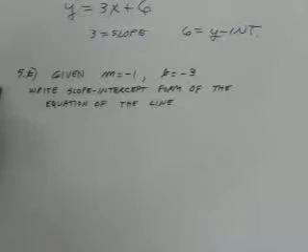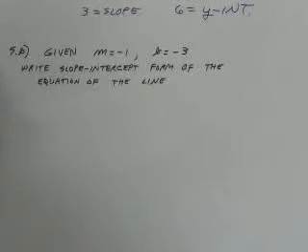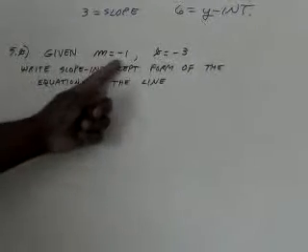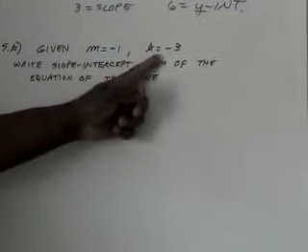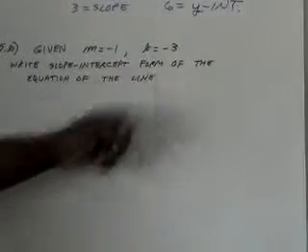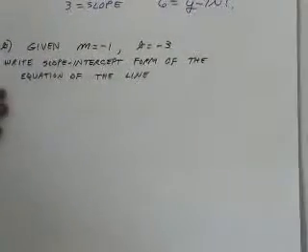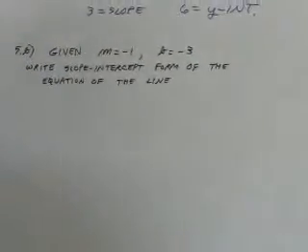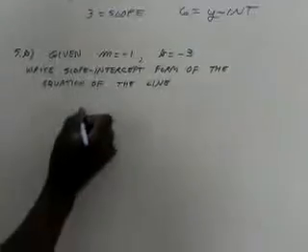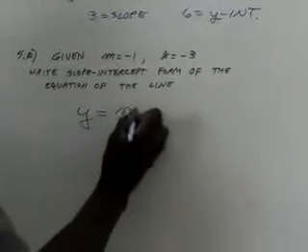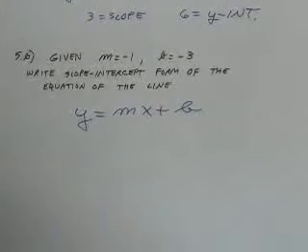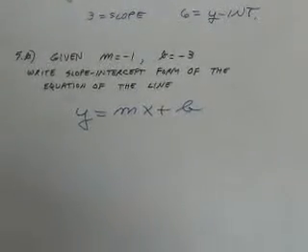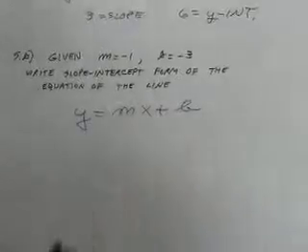In problem 5b, we're going in the opposite direction. We're given the slope of the line is -1. The y-intercept, indicated by the letter b, is -3. We want to write the slope-intercept form of the equation of the line. y equals mx plus b is the formula for slope-intercept form. Now we simply plug in the two numbers.